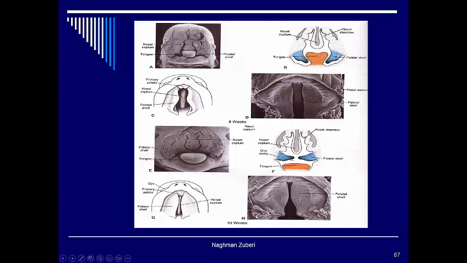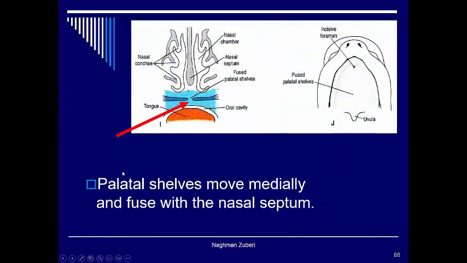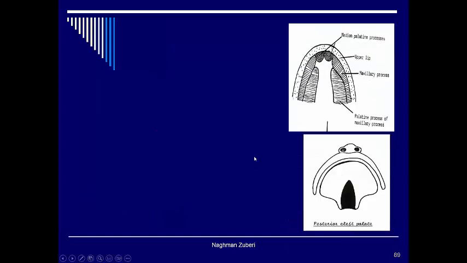If the tongue does not regress, then merger or fusion is not going to occur. Here, the palatal shelves move medially and fuse with the nasal septum as well as with each other.